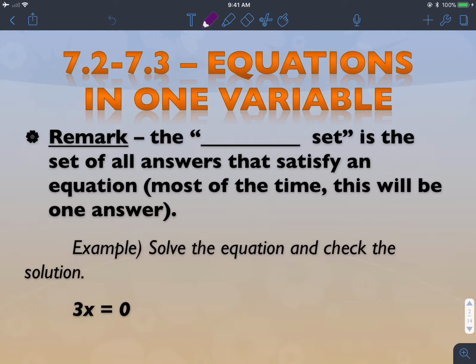7.2, 7.3, equations in one variable. By the way, this is our 6th chapter, but they skip around a little bit. So everything in the computer is going to say 7s, 7.2, 7.3.